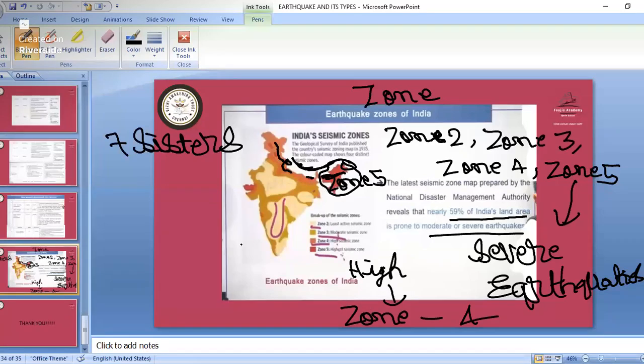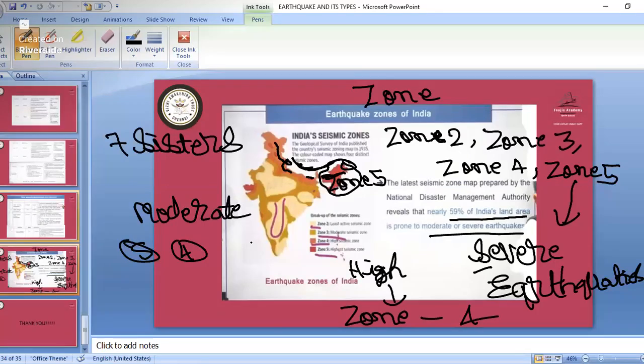Now we have zone 3. In zone 3, what will happen? Now you almost know, severe earthquake means the maximum damage you will have. In high earthquakes, there will be damage, but it will be less than the severe earthquakes. Then we have the moderate earthquakes, which won't be more than 5 or more than 4. So that comes under moderate.